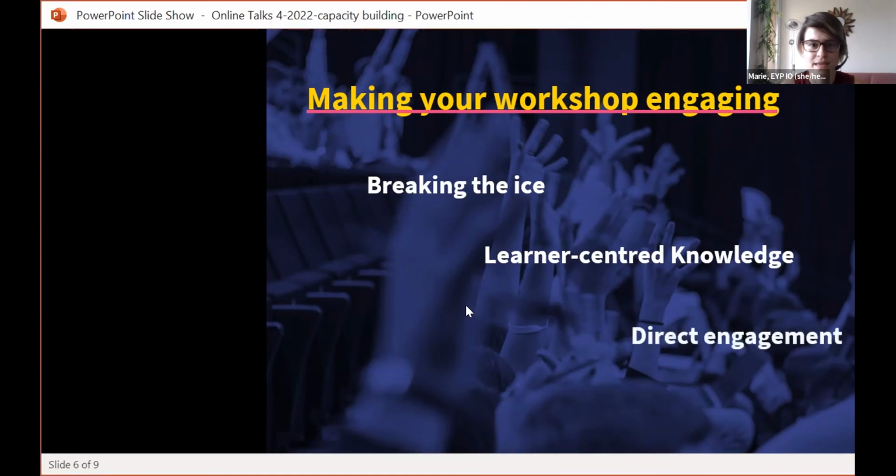The third point is direct engagement. You can ask questions to the group directly to engage them, either at the beginning as an icebreaker or during the whole workshop, to be sure that they're still there and that they have this stimulation. When you talk about things, try to be as concrete as possible. Give examples so that people can relate to and really understand you.